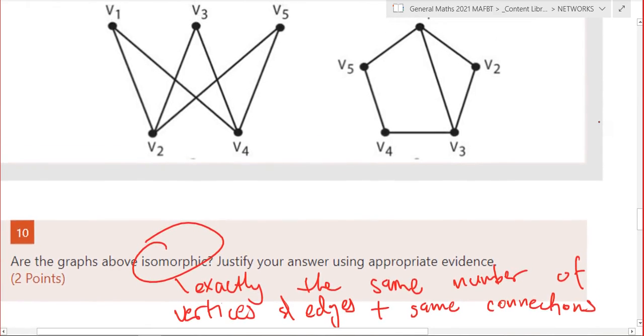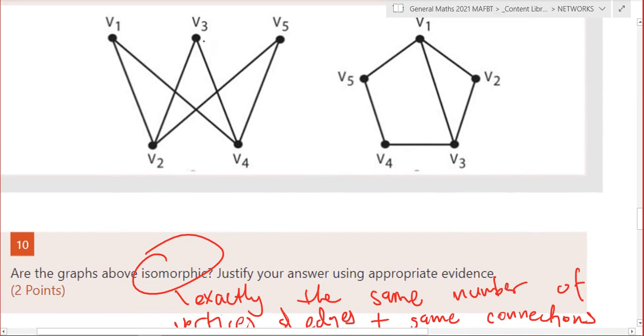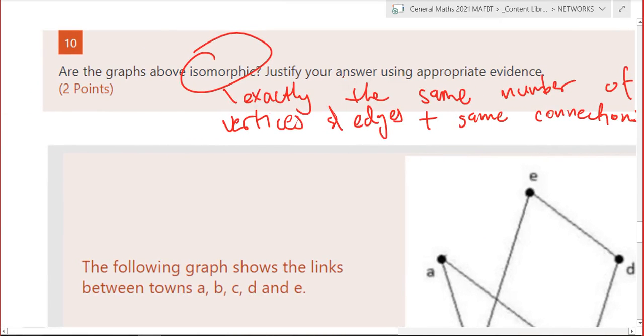So let's see, are these isomorphic? Well, if you look at V1, V1 should be directly connected to V4 and V2. You can see V1 is only connected to V5, V3, and V2, but not V4. That means this is already not isomorphic. I would write not isomorphic.